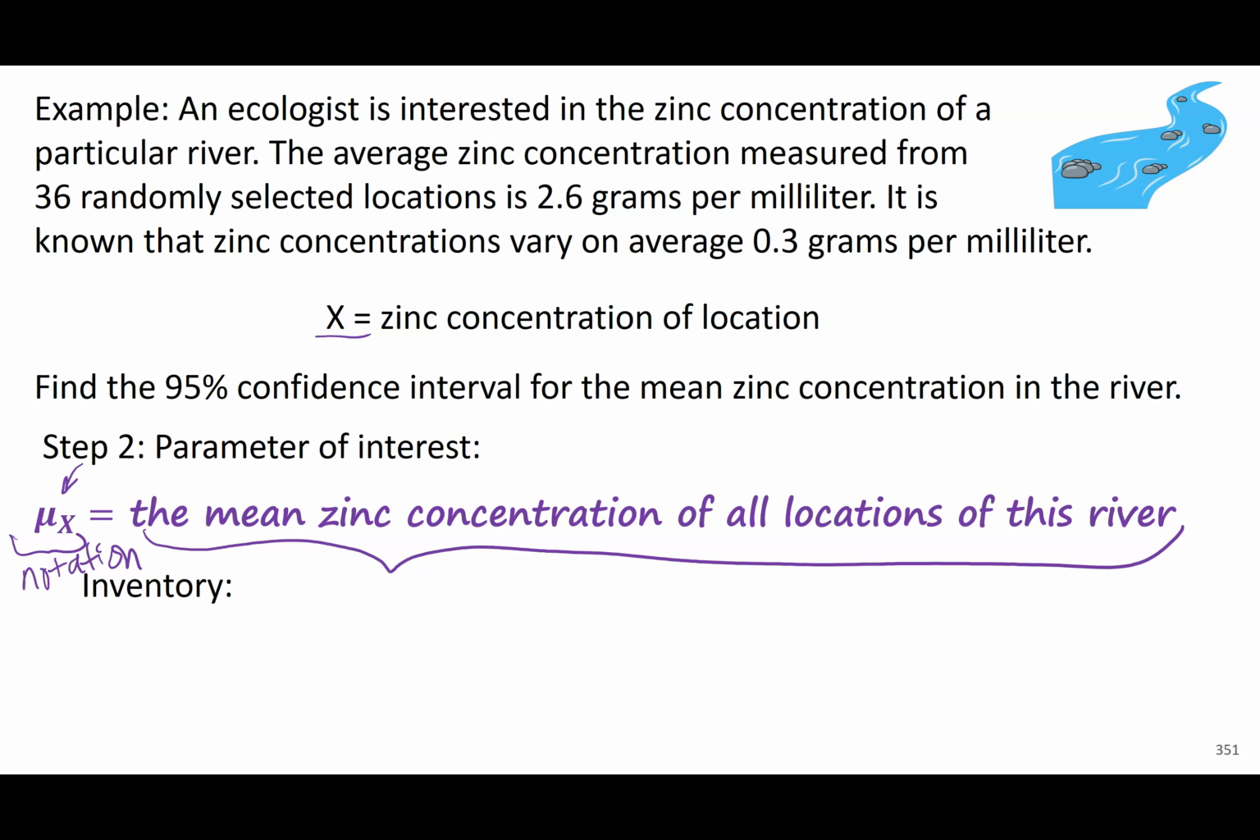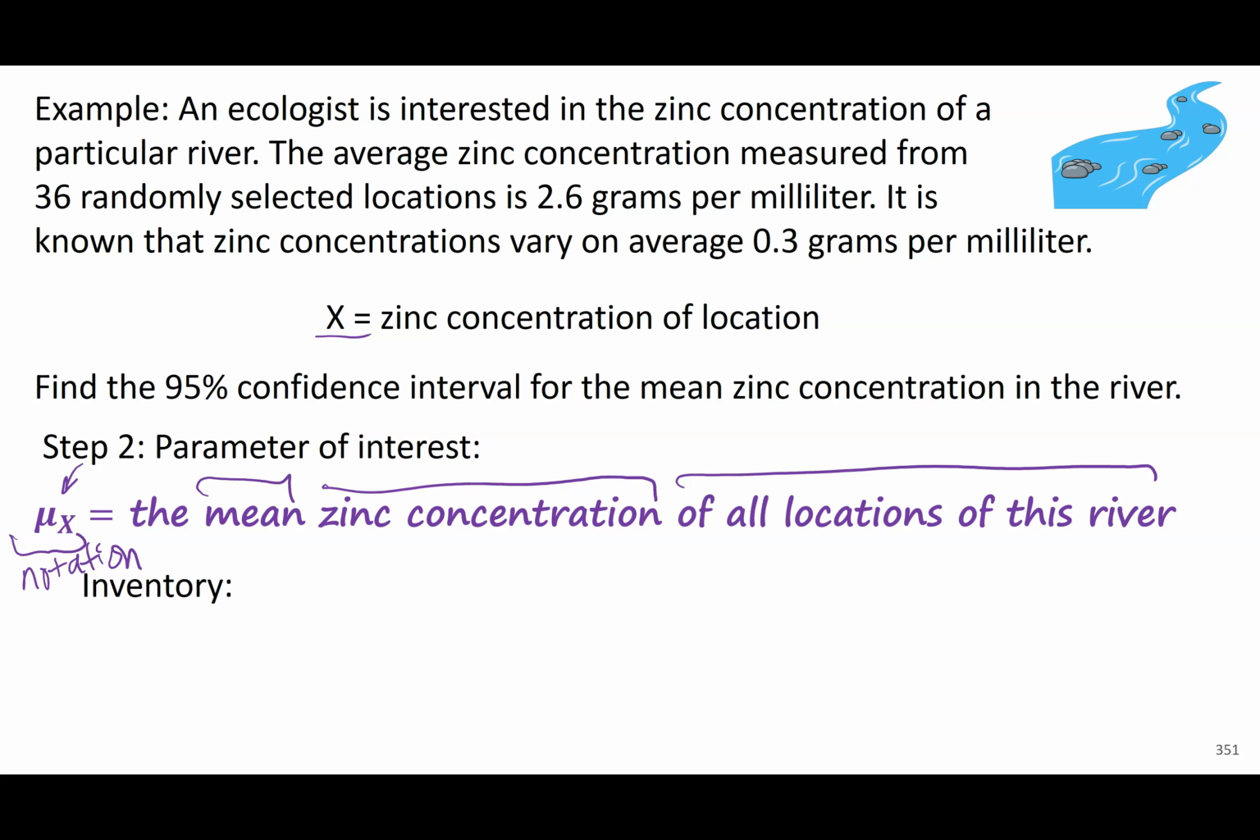So depending on how you worded your question of interest, you pretty much just drop the what is. And that's it. The mean is important. Zinc concentration of our population. So that will be what we're looking for.